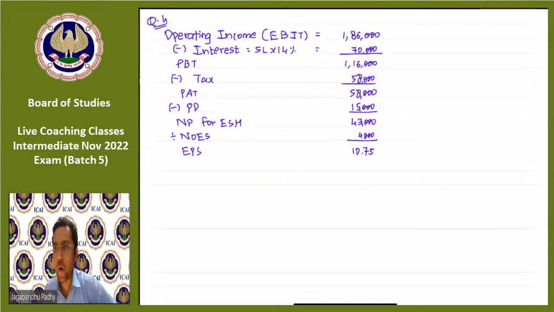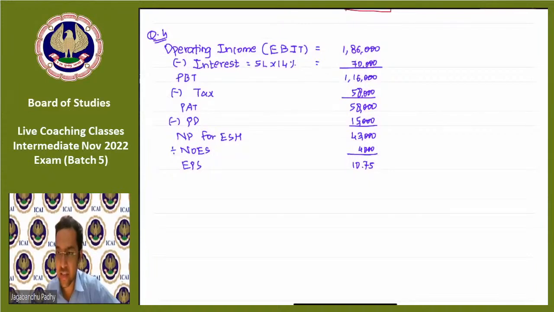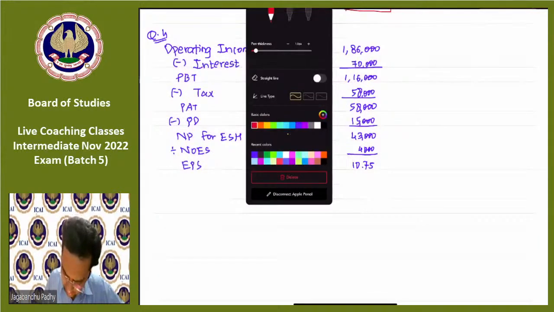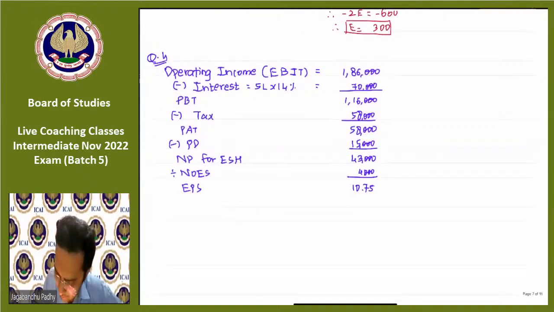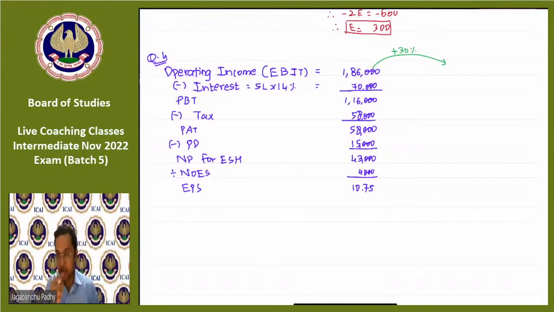Before we go into that formula, I will definitely try to do it the other way around. Suppose we increase this EBIT by 30%. So plus 30% means it will become 2,41,800. Interest will definitely remain constant at 70,000 itself. PBT will become 1,71,800.